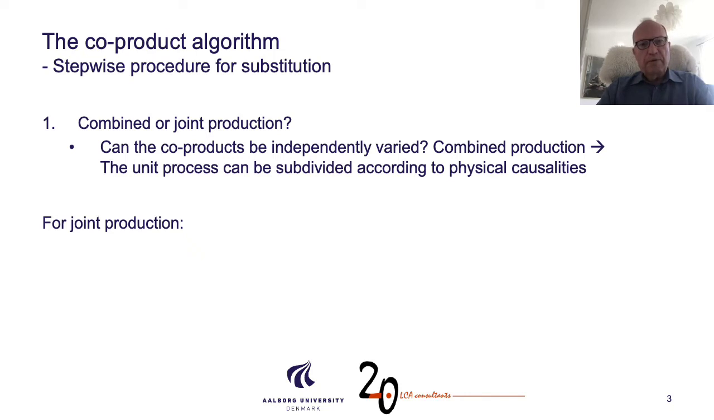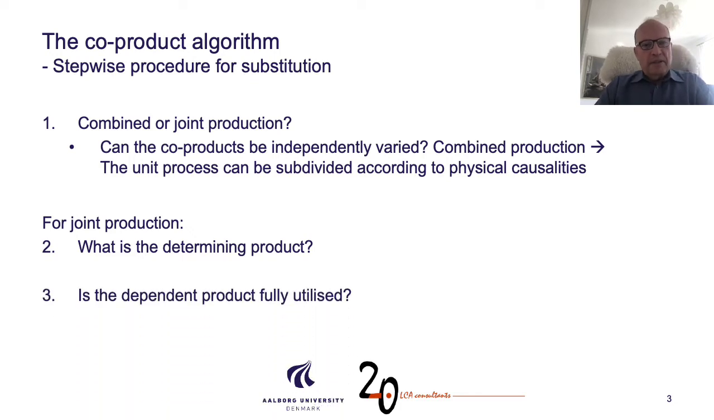For joint production, the first step is to identify what is the determining product. That is the issue that we dealt with in the previous video in this series. Now the third step is to identify whether the dependent product is fully utilized. If it's fully utilized, we have one procedure. If it's not fully utilized, we have another. So let's take them in turn.